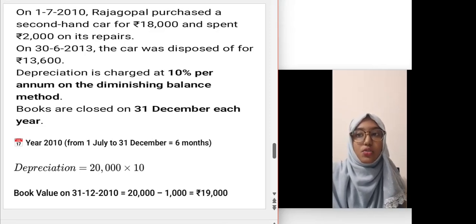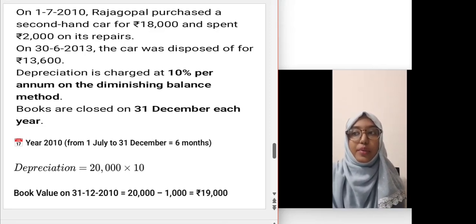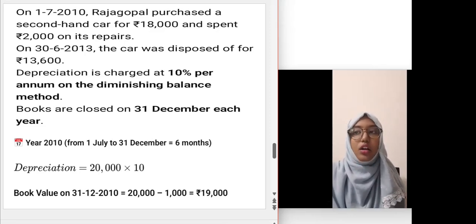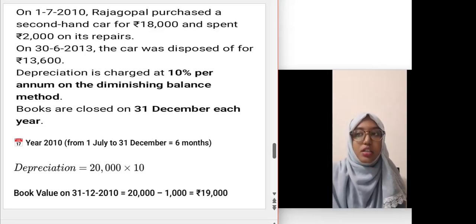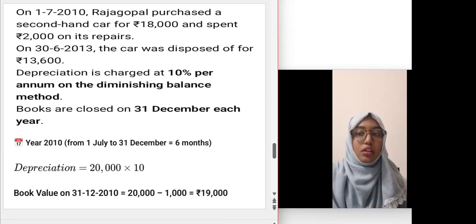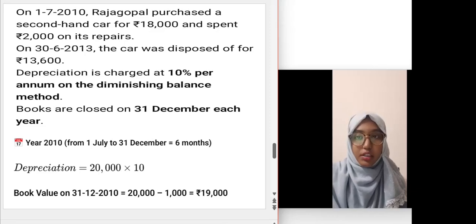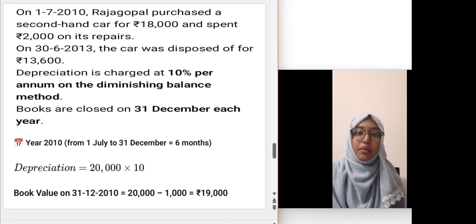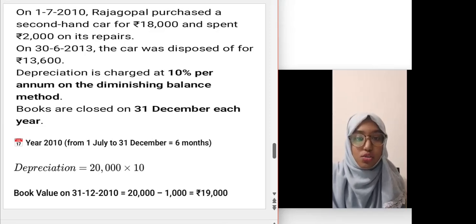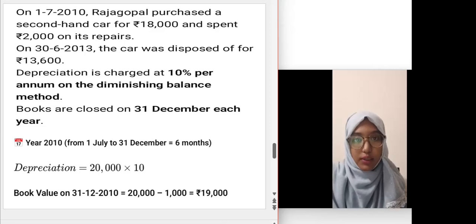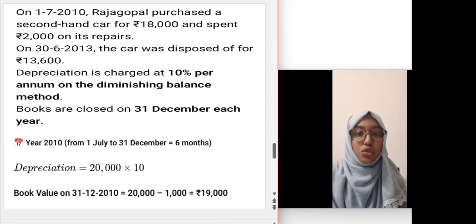On June 30, 2013, the car was disposed of for rupees 13,600. So here there are no additions. It is only one car. In July 2010 it was purchased, and on June 30th, 2013, the car was sold off for rupees 13,600. Depreciation is to be calculated at 10% per annum under the diminishing balance method, and the books are closed on 31st December every year. So from July 1, 2010 till 30th June 2013, the depreciation has to be calculated.